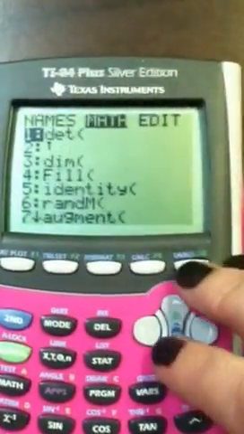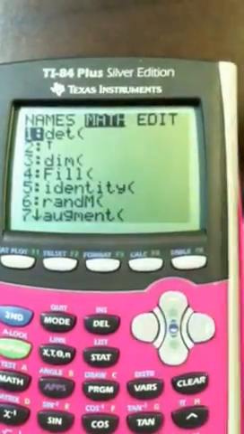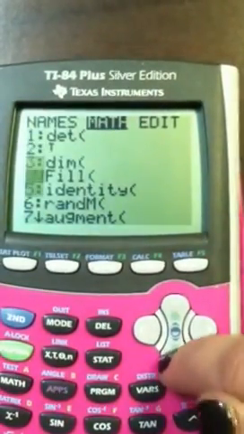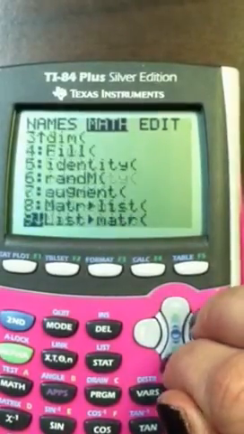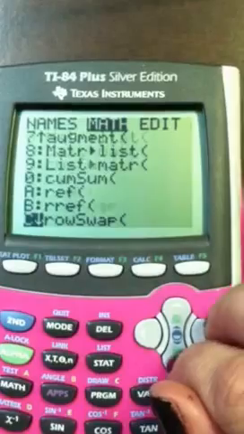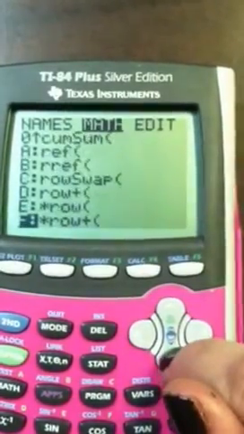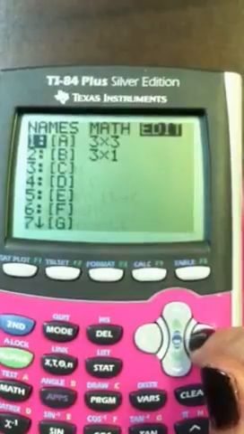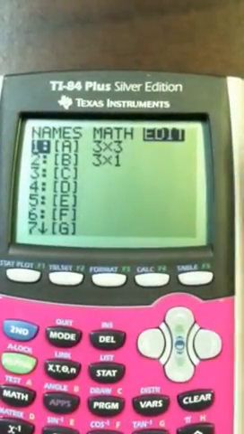The other thing over here, the math, I can find the determinant of the matrix, which we haven't gotten to yet, but we're going to. So you can use that to check. You can get the identity matrix. You can augment a matrix. There are several other operations here, but we're not going to focus on all of these. What I really want to do is look at how to edit a matrix.